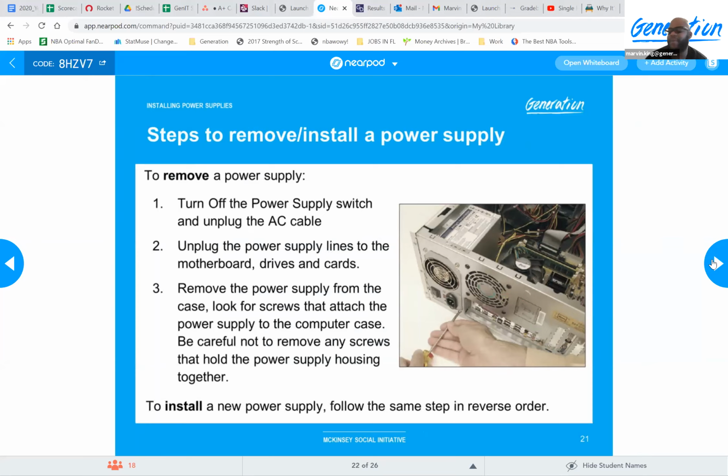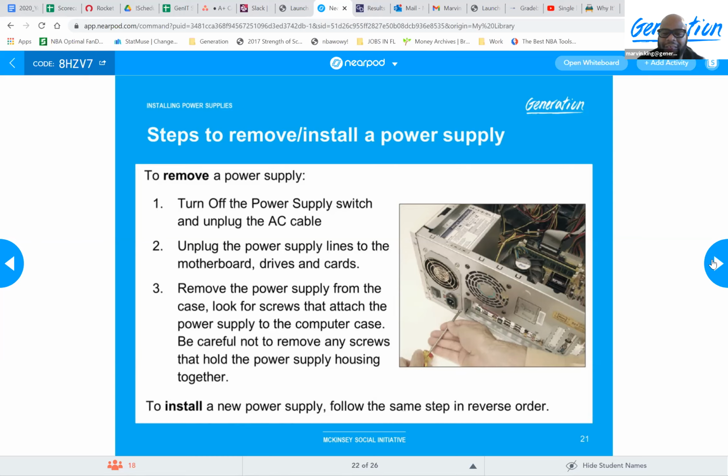Steps to remove and install a power supply. Miss King, if you don't mind reading for me, ma'am. To remove a power supply, first turn off the power supply switch and unplug the AC cable. Second, unplug the power supply lines to the motherboard, drives, and cards. Third, remove the power supply from the case. Look for screws that attach the power supply to the computer case. Be careful not to remove any screws that hold the power supply housing together. And to install a new power supply, follow the same steps in reverse order. Thank you, ma'am.